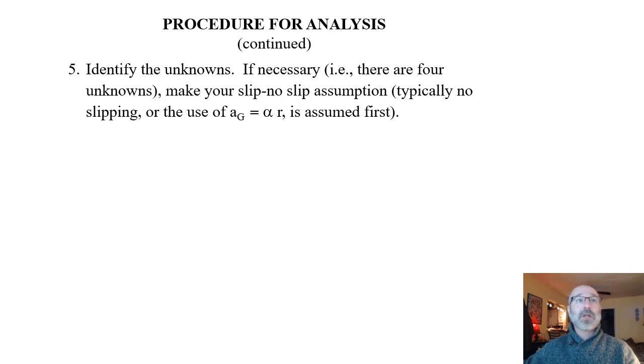So as we continue on here, step number 5, we want to identify our unknowns. Do the number of equations match the number of unknowns? If they don't, we need to come up with another equation, another relationship, so that our number of equations match the number of unknowns. Some of these could be our slip/no-slip assumption, or our use of a sub g is equal to alpha r, and equations and relationships like that.